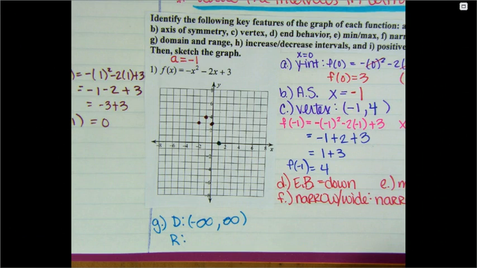End behavior. Min or max? Narrow or wide? Could you do those 3 even without the first 2? Yeah, because all 3 of these are based on what letter? They're all just based on A. Okay? So I could always answer those no matter what. All right. Letter G. Domain is what?